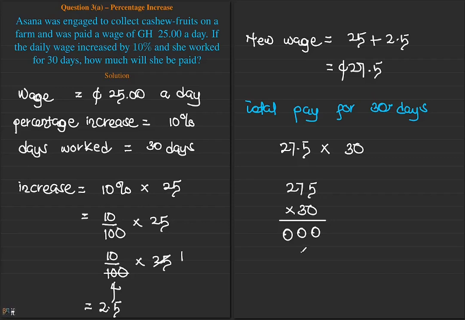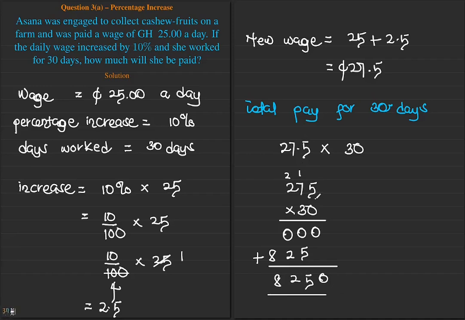Then 3 times 5 gives us a 15. So we write out 5, carry 1. 3 times 7 gives us a 21. 21 plus 1, we have a 22. Then we carry our 2 here. 3 times 2 gives us a 6. 6 plus 2, we have an 8. So we add what we have over here. So we have 0, 5, 2, and then 8. This is our final answer.